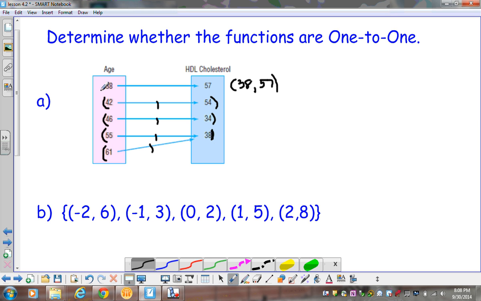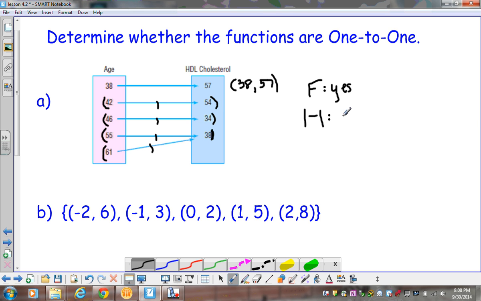All right, so first let's see if any of my x values repeat. None of those actually repeat, so this is a function. I'm just going to put f and say yes, it is a function because none of my x values repeat: 38, 42, 46, 55, 61. None of those repeat. So now let's see if it's one-to-one.